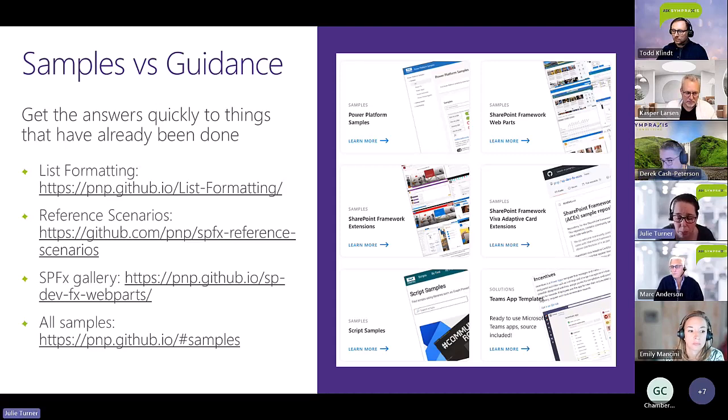So those are really deep solutions that can help you sort of build out your intranet. Yeah, they also illustrate better practices.